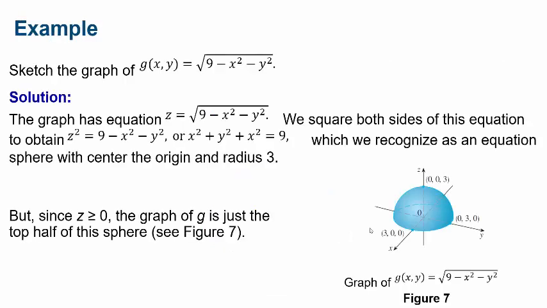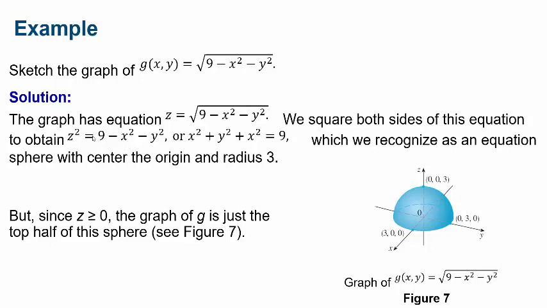All right, let's do an example real quick. Let's sketch the graph of g of x and y equals the square root of 9 minus x squared minus y squared. I'm going to change g of x, y to be z, equal to our function. What we're going to do is get rid of the radical. We're going to square both sides to obtain the following.